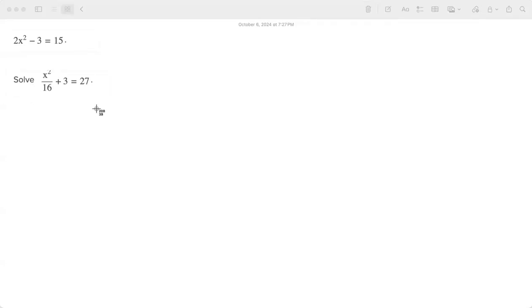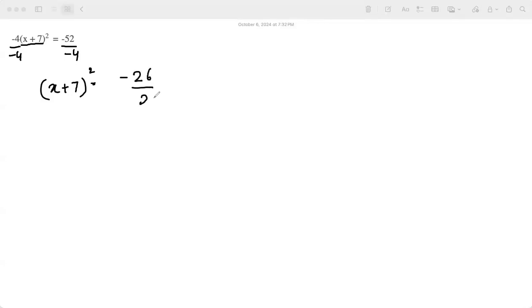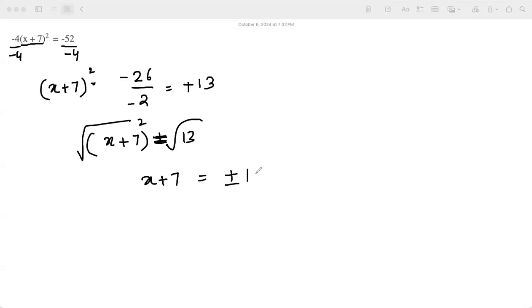If you're given something like this as well, please understand this should be doable using taking square roots. Why? Because this is a square term, right? So you first divide both sides by -4. So you get x plus 7 the whole square equal to -26 divided by 2, equal to -13, right? Then x plus 7 the whole square will be equal to 13. Now take square root on both sides. x plus 7 will be equal to plus or minus square root 13. Subtract 7 on both sides: x equal to -7 plus or minus square root 13.